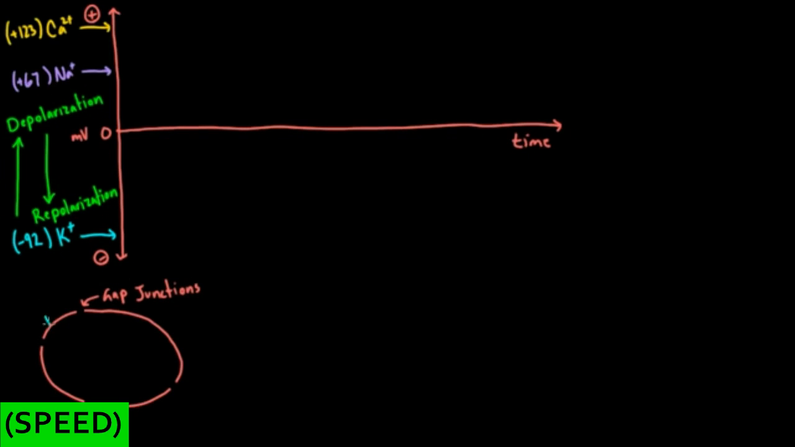So we have, let's say, a potassium channel right here. We know that potassium likes to leave cells. So this is going to be the way that potassium is going to flow. And it's going to leave behind a negative membrane potential, right?